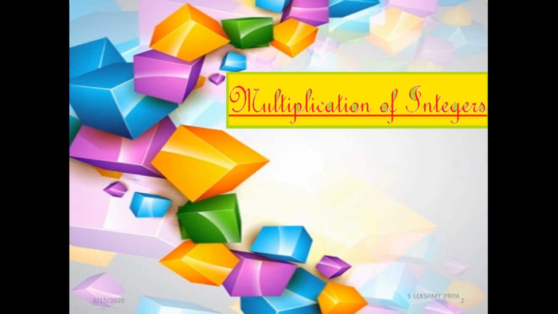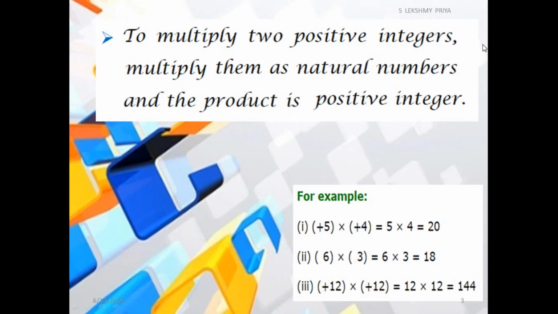Today let's learn multiplication of integers. When you multiply any two integers, three cases arise. Let's consider the first case. When you multiply two integers, two positive integers.